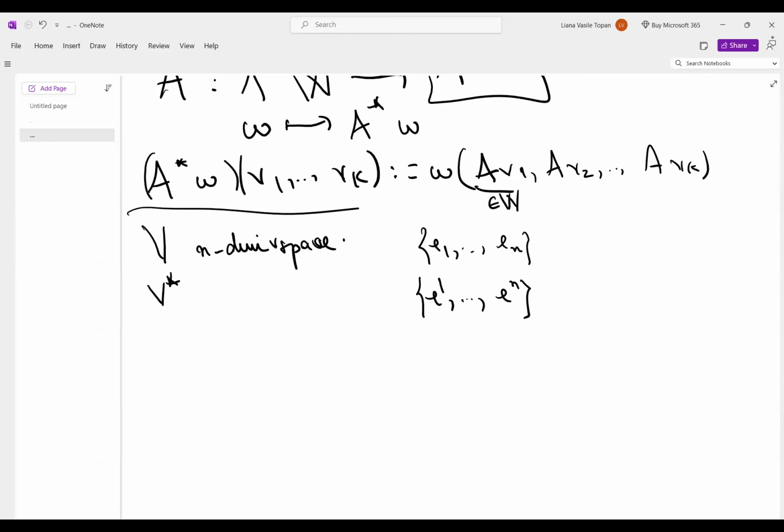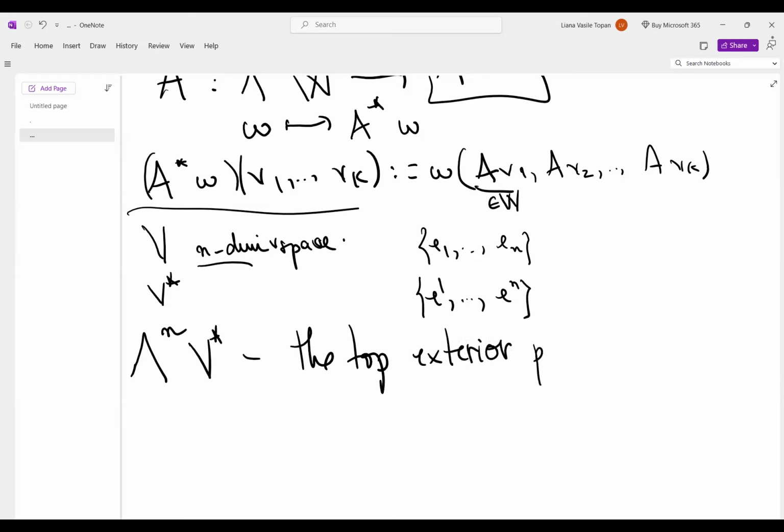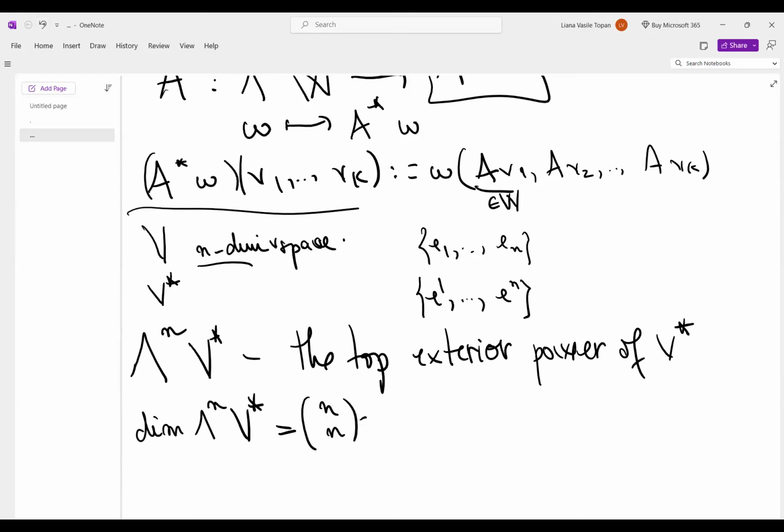And then let's look at the n-th exterior power of V star. So n being the dimension of the space, the n-th exterior power. Now this is called the top exterior power of V star. Well, what will be the dimension of this space? The dimension of this top exterior power. So remember, when you have a k here, then the dimension is n choose k. So here you have n, so this is n choose n, which is 1. So this space is one-dimensional.